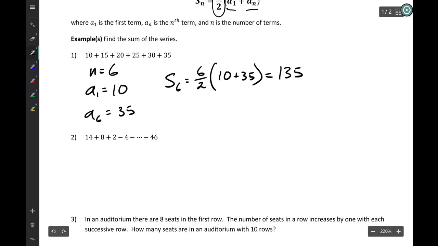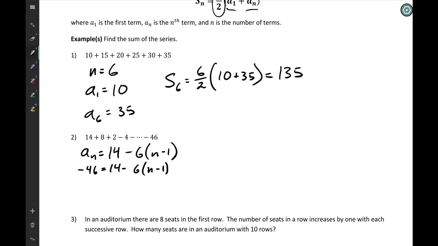Next problem, same thing. A little bit of an issue here because we don't know what n is, but we can find it by writing the equation. I know a sub n is equal to 14 minus 6 times n minus 1 because there's a pattern of subtracting 6 each time. And I know the last term is negative 46, so negative 46 is equal to 14 minus 6 times n minus 1. I can go through and solve for n. It turns out n is equal to 11.